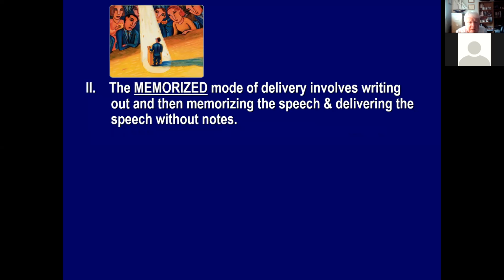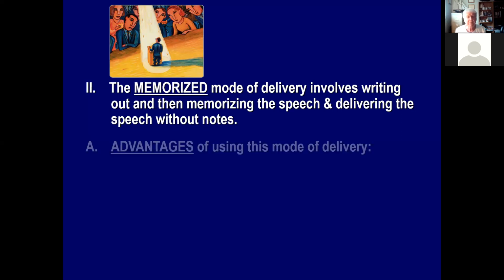So we have the manuscript mode, and now we have a different form of the manuscript mode. The memorized mode of delivery involves you writing out a manuscript and then memorizing the speech. So you write it out, then you memorize it, and then you deliver it without notes. You don't go up with notes. All your notes are up here. You've memorized it. And it's a very powerful, a very effective way. If you are really good at the memorized mode of delivery, this is one that is really worthy of considering. Now, there are advantages to this mode of delivery that are very important to be aware of.